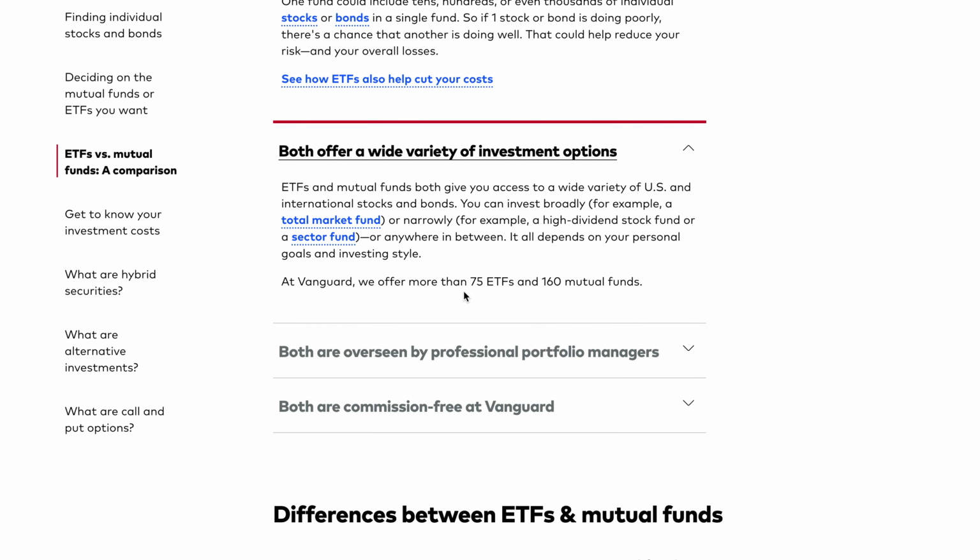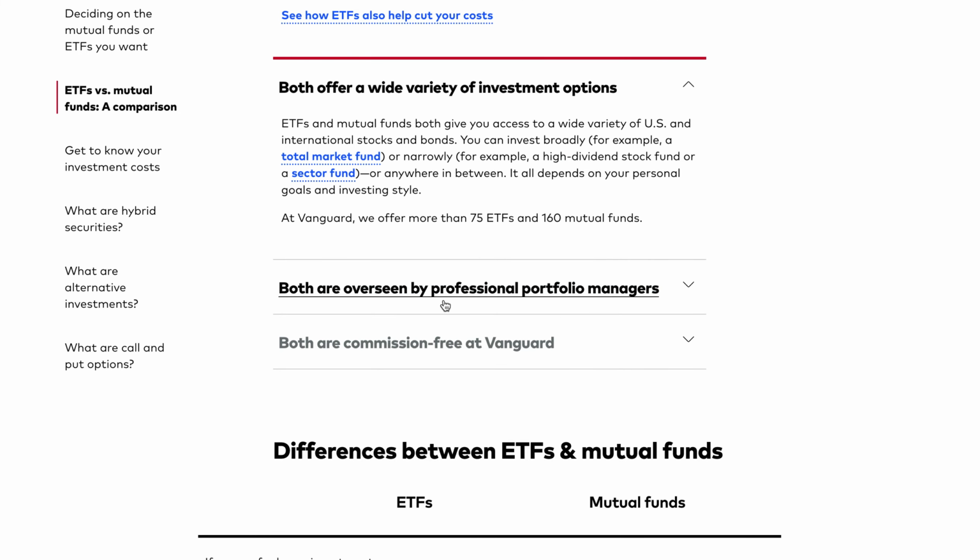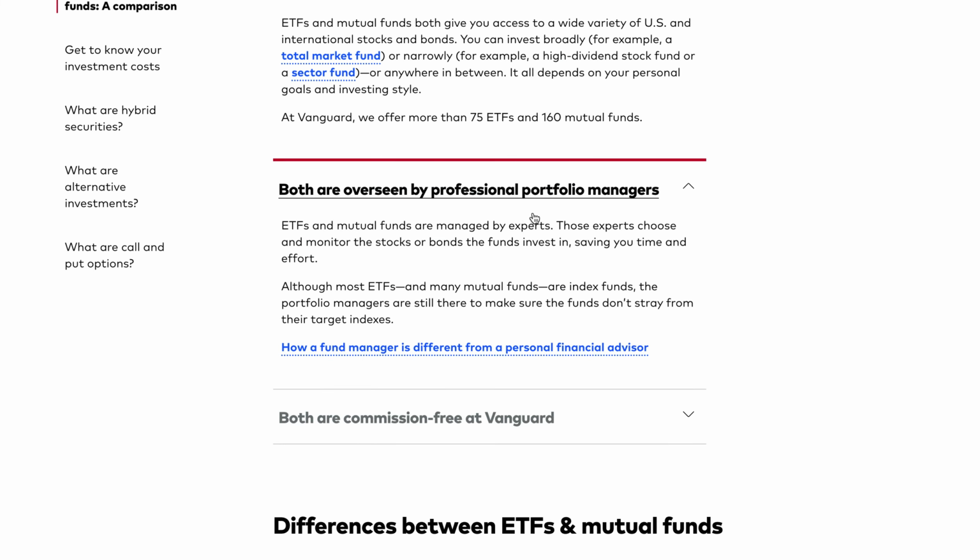So they offer 75 ETFs here on the US side and 160 mutual funds here on the US side as well. Both are overseen by professional portfolio managers. A lot of people think that mutual funds are the only ones with PMs or portfolio managers, but ETFs also have them as well.